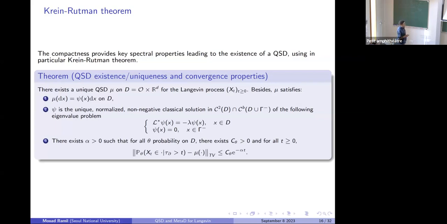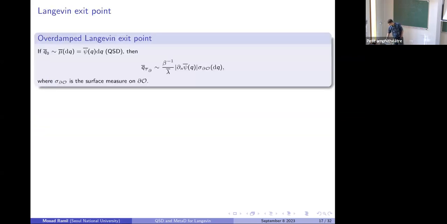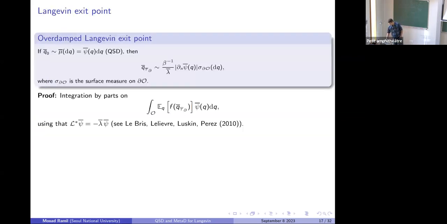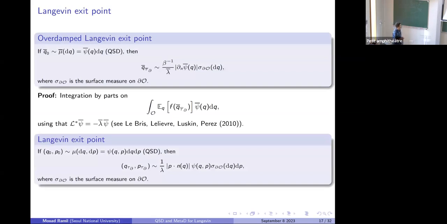So notice that due to the kinetic nature, again, the boundary condition behaves differently. Here you have it only on the set of entering velocities. We also have results related to the explicit expression of the law of the first exit point starting from the QSD. We show that it's proportional to the QSD multiplied by the scalar product of the velocity and the outer normal vector, which is different from the overdamped case where you have the normal derivative at the boundary.